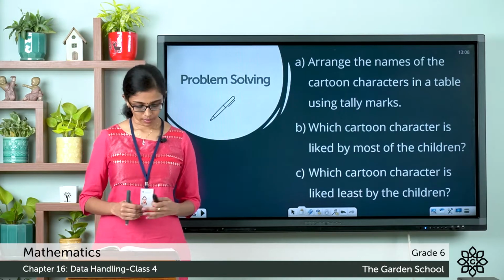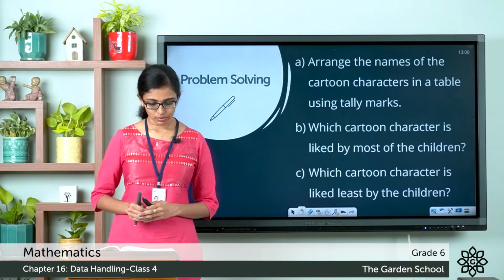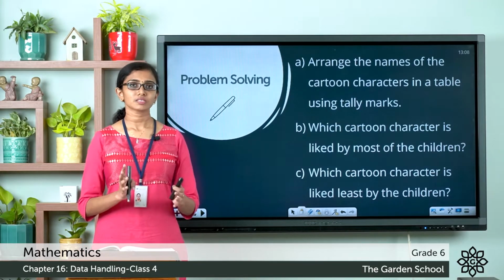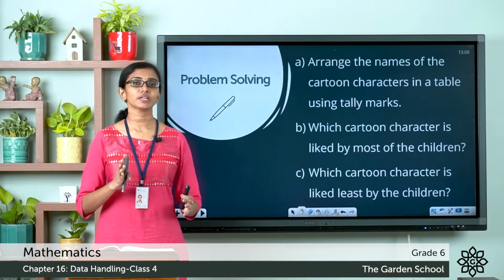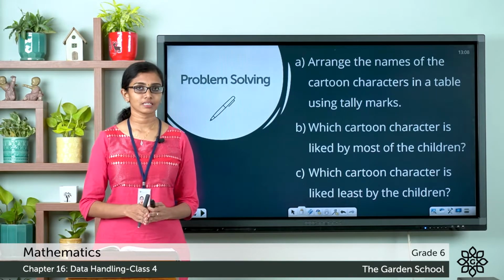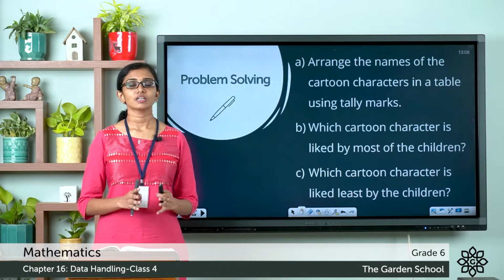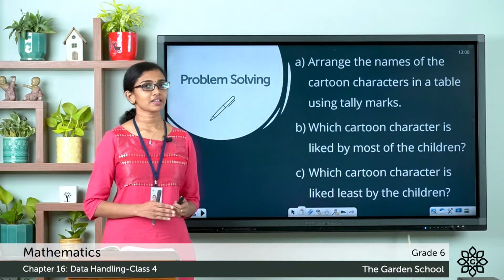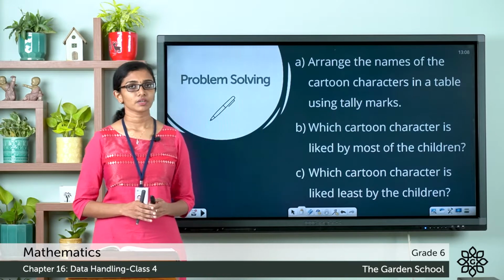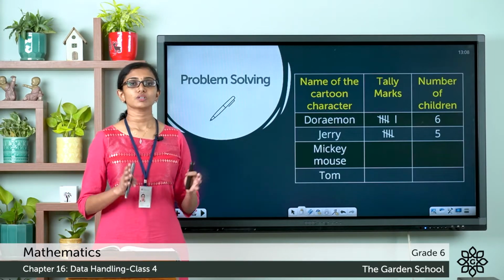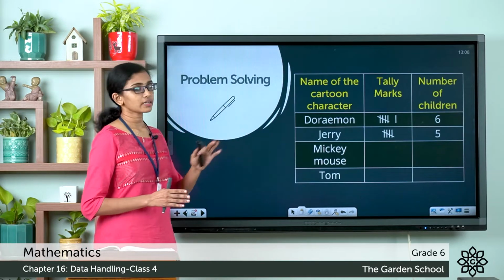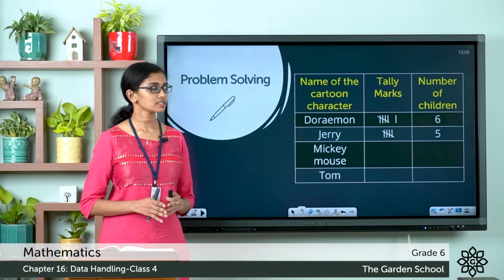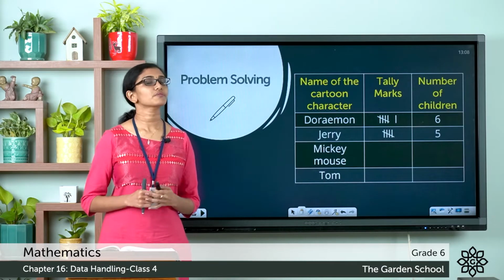First one, 1A, arrange the names of the cartoon characters in a table using tally marks. So here you are given some raw data collected from 15 children. You have to review this data and organize this data into a table with tally marks. Now let's see how we can organize this data using tally marks. So the first step is to draw a table, and it should contain the name of the cartoon character. The next column you can put as tally marks, and the third column can be of the number of children.